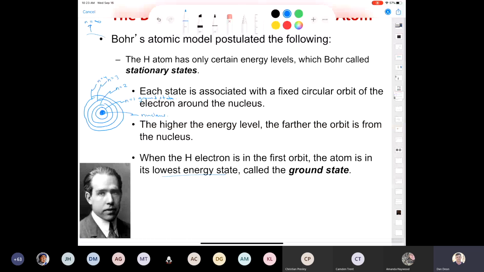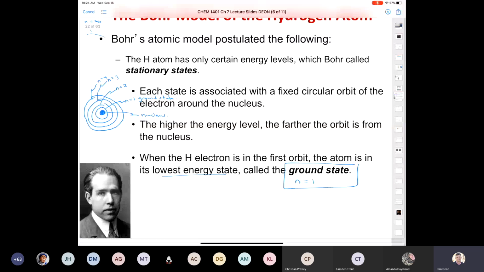So whenever I say ground state, I'll just write it in here. The ground state will always mean n is equal to 1. I don't want you to ever get confused if I say ground state in a question or a slide or something. So you can see that this made Bohr famous, right?